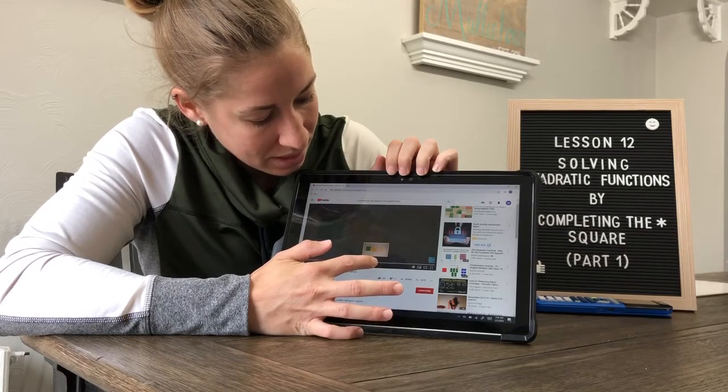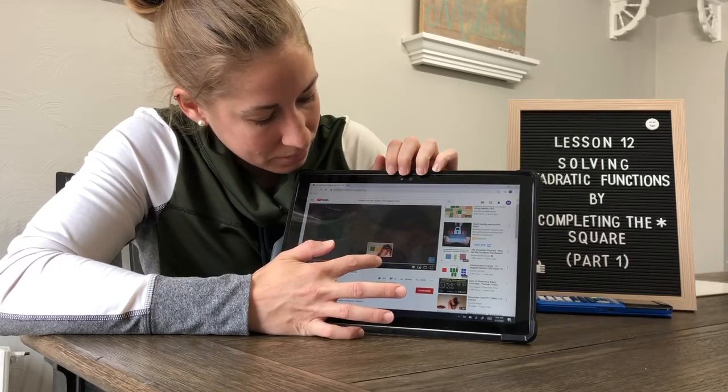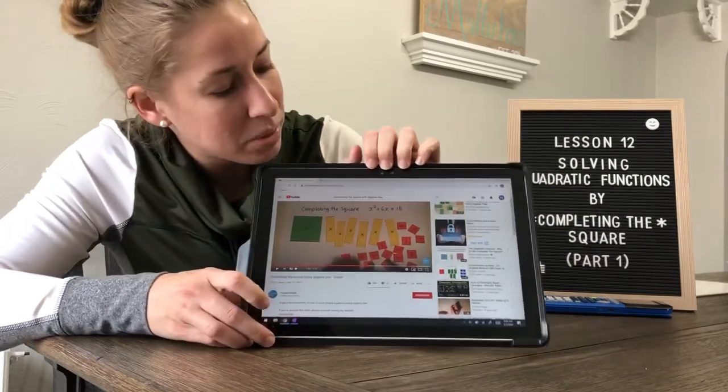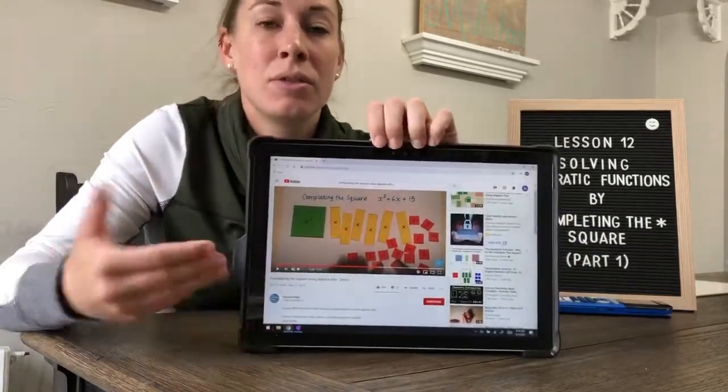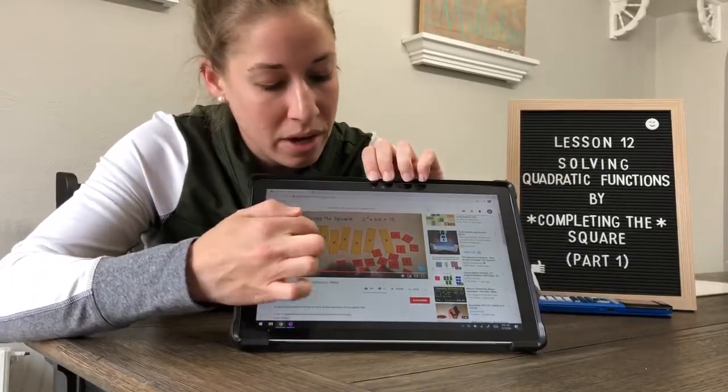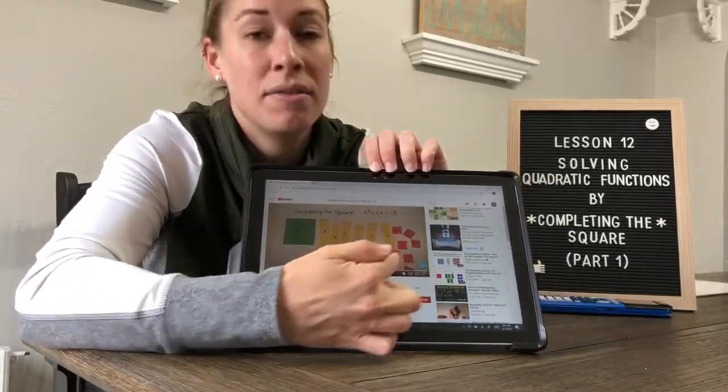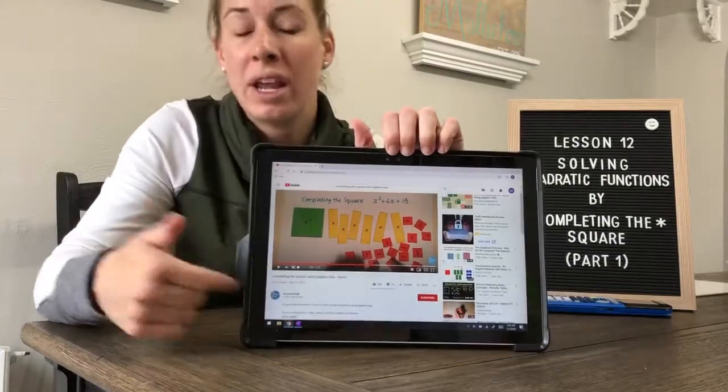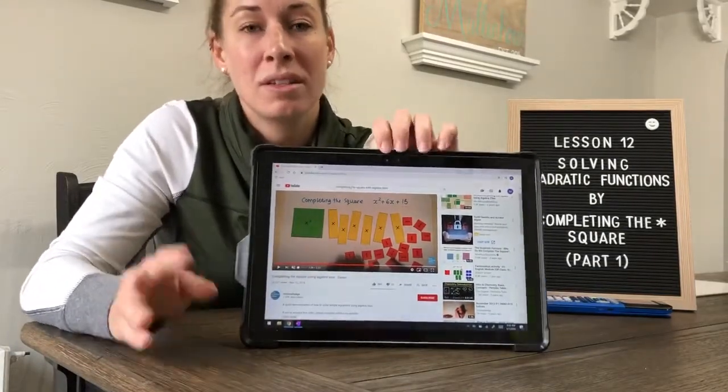And then later on, she gives an example of x squared plus 6x plus 15. Using the same idea, you've got your x squared. This time you have 6 x's and then 15 of those ones. Again, create a perfect square. So manipulate those pieces to make a perfect square.